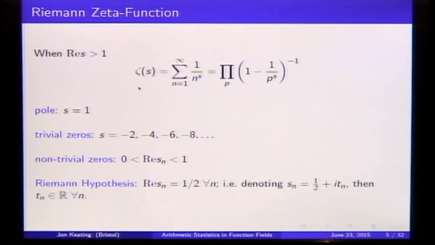And then the Riemann hypothesis is that these numbers t_n are all real. So you can think of them as heights up the critical line. So that's how the prime number theorem sort of came about.